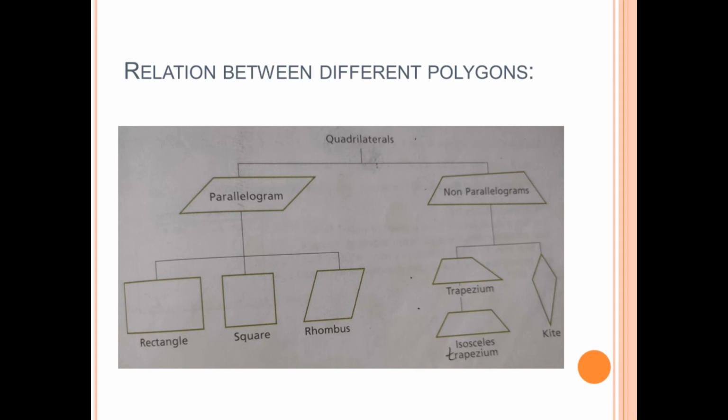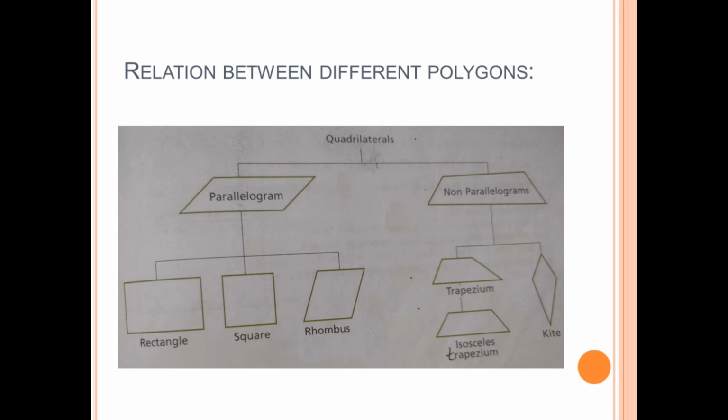Relation between different polygons. What are polygons? A polygon is a plane figure with at least three straight sides and angles. We have four sides in quadrilaterals. We can say that it is also a polygon. Quadrilaterals are of two types, parallelogram and non-parallelogram.